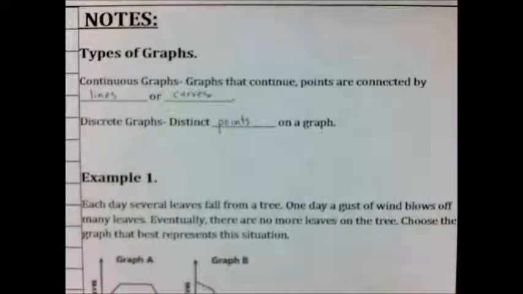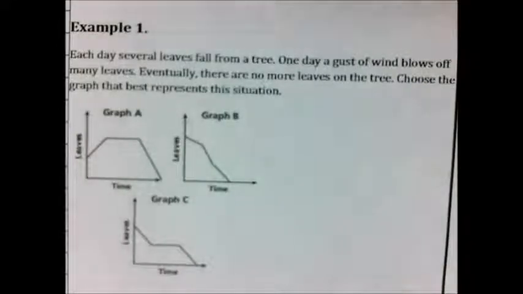All right, let's do examples. Example 1 says that each day several leaves fall from a tree. One day a gust of wind blows off many leaves. Eventually there are no more leaves on the tree. Choose the graph that best represents this situation.